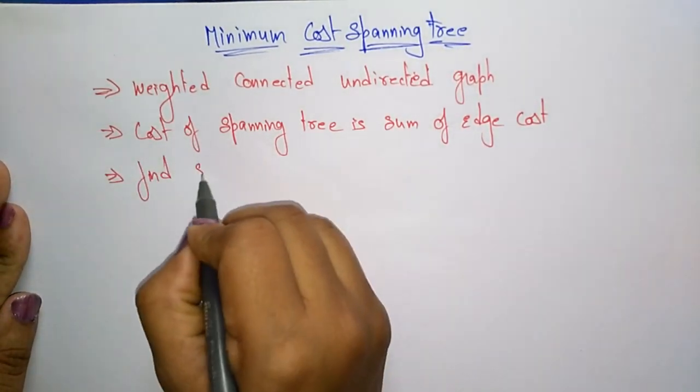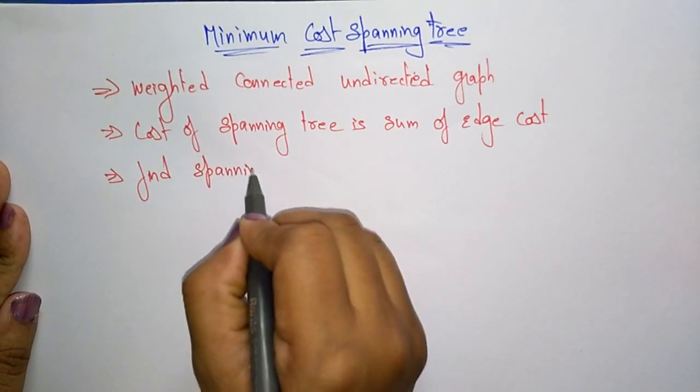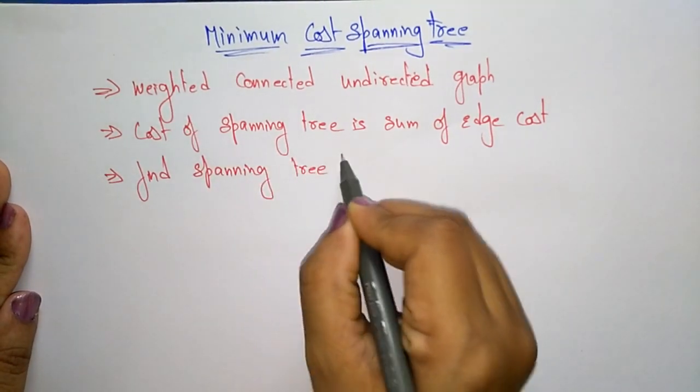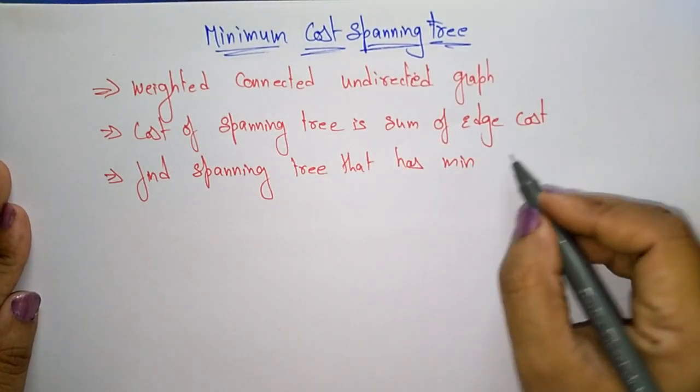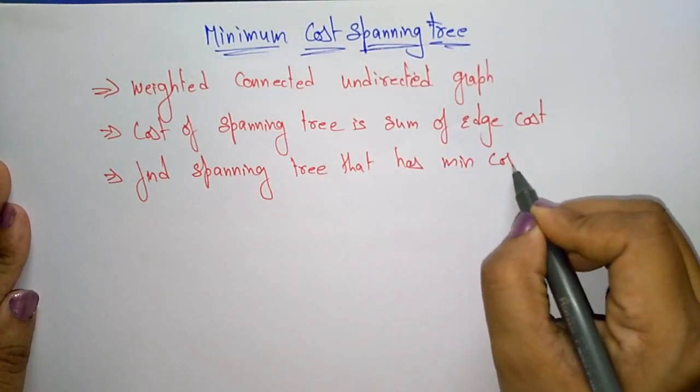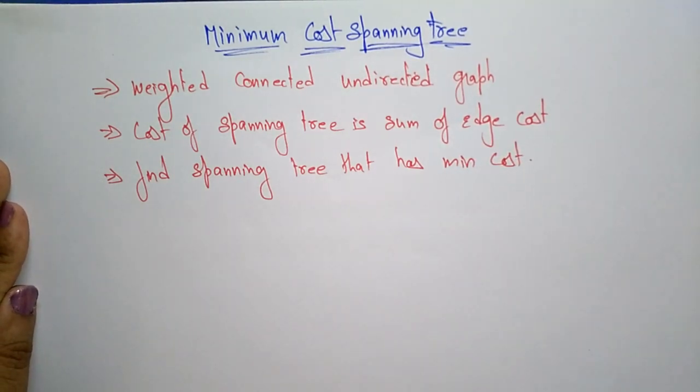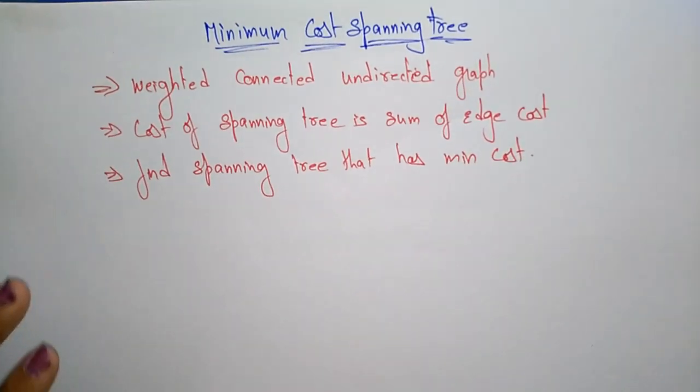Find the spanning tree that has minimum cost. So when you are calculating the sum of edges, you have to find the minimum cost that will reach from source to destination by reaching all the vertices.